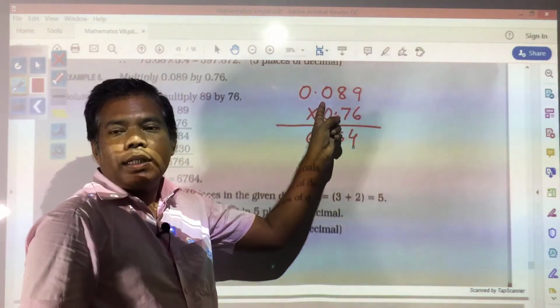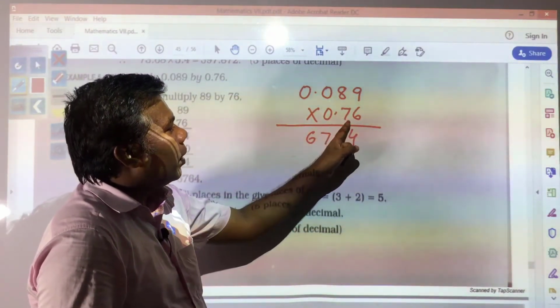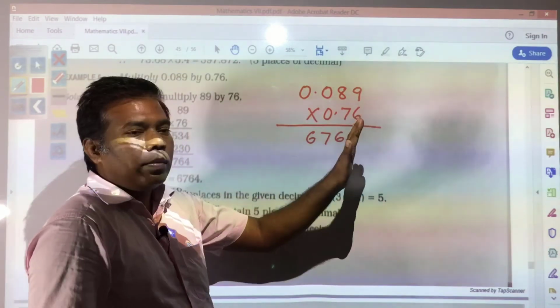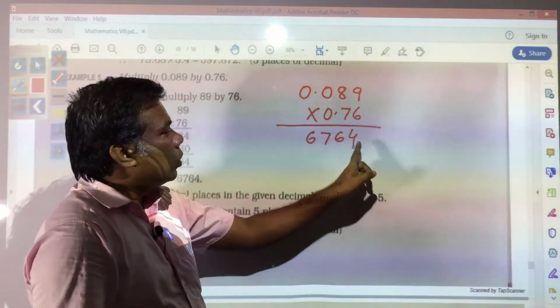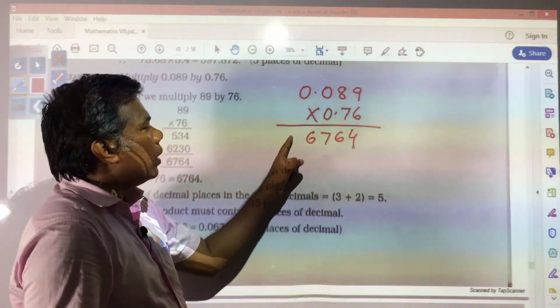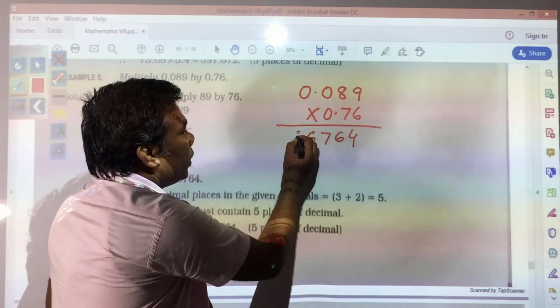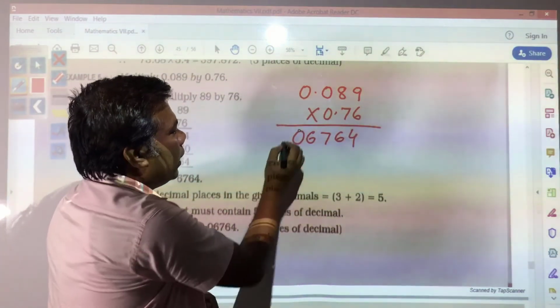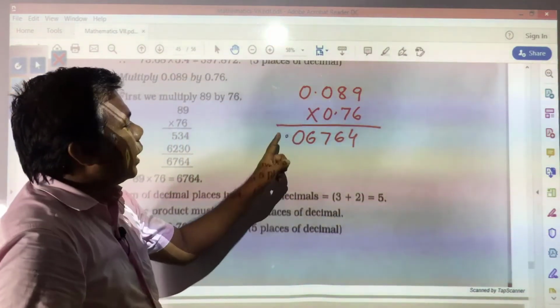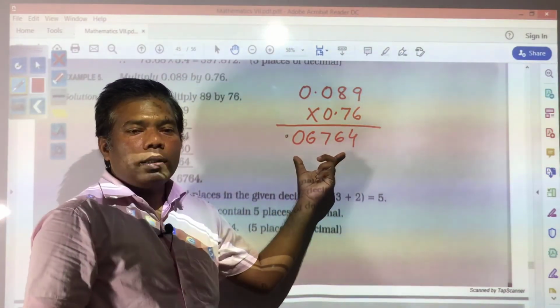Here you see after the decimal you have 3, that is 1, 2, 3. Here after the decimal you have 2. So, in total you have 5 decimal places. So, from the right side you start counting 1, 2, 3, 4, but here nothing is there. So, for that what do you need to do? You need to put 0 yourself and then you put the decimal. So, 0.06764, this will be your answer.